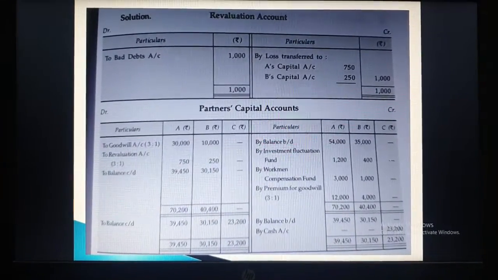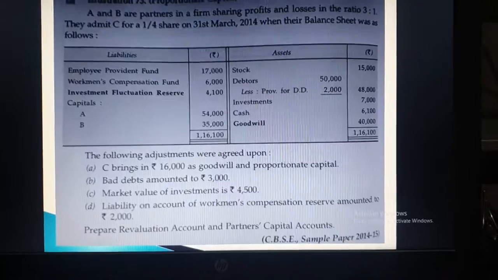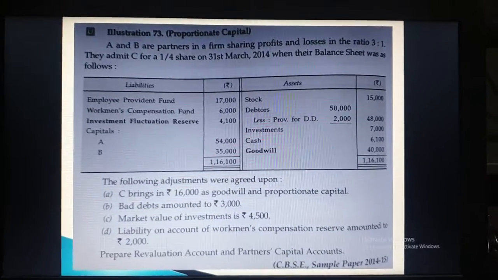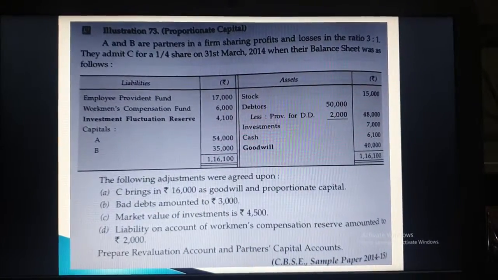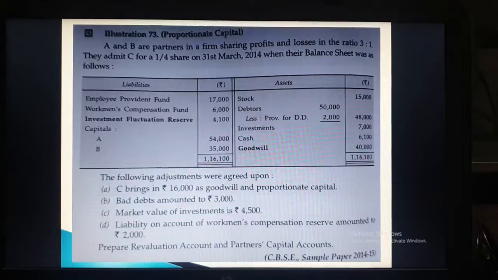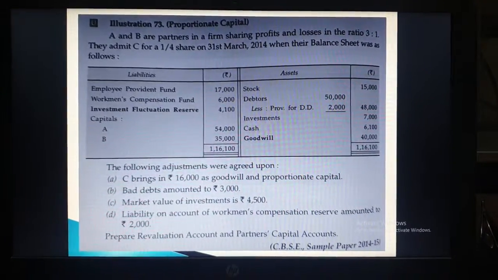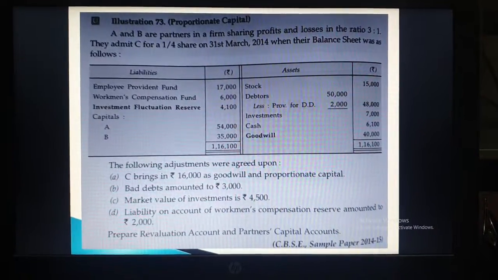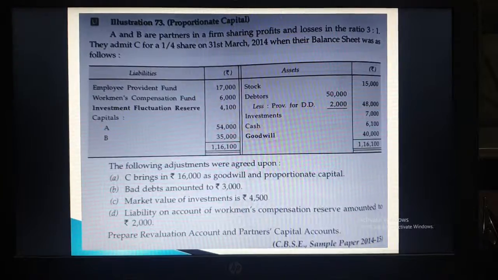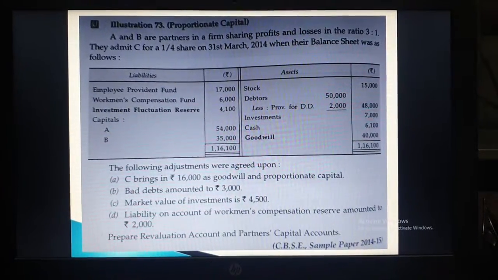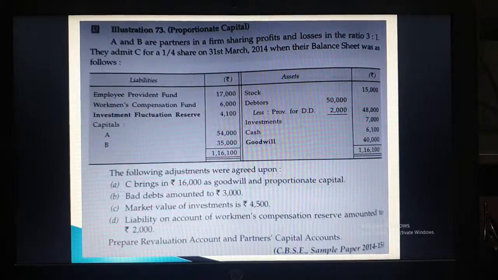Now investment fluctuation fund. Come to the question part again. You see here that investment is given on the asset side, that is 7,000. And in the question part it is given in the additional information that market value of investment is 4,500. So there is a loss on investment. From 7,000 the value of investment is 4,500. So the value is reduced by 2,500. So the loss on investment is 2,500.